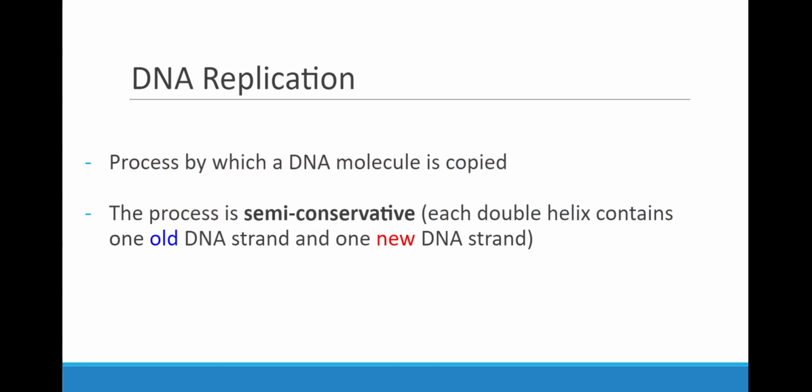DNA replication is also going to be on the benchmark. This is the process by which DNA copies itself. The point of doing this is to double the amount of DNA so that when the cell divides, each daughter cell has the correct amount of DNA in its nucleus. The process is semi-conservative. That means that each new DNA strand contains one old DNA strand and one new one.